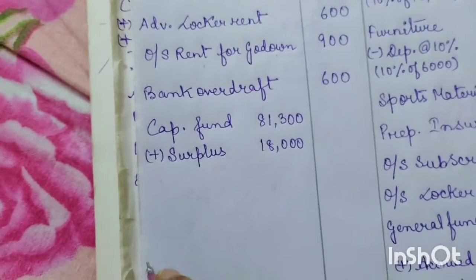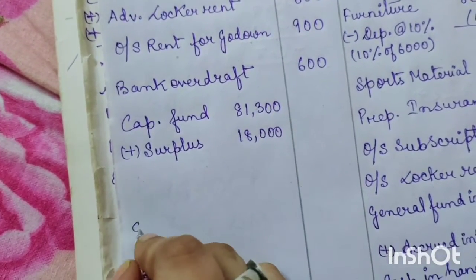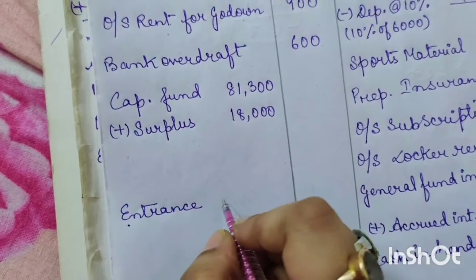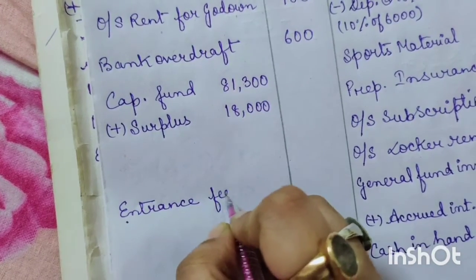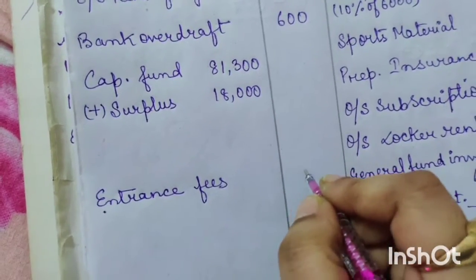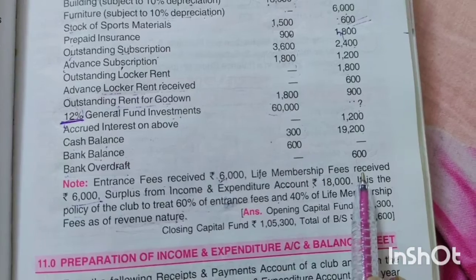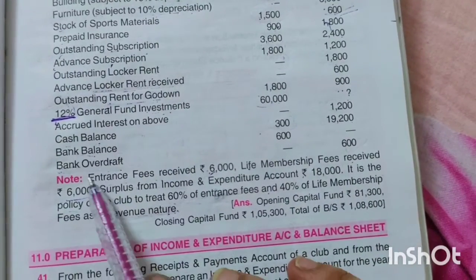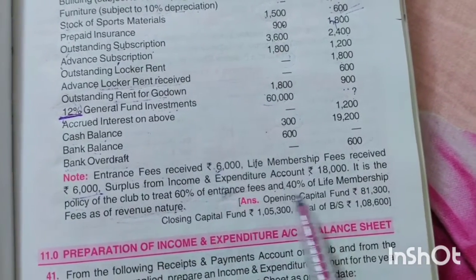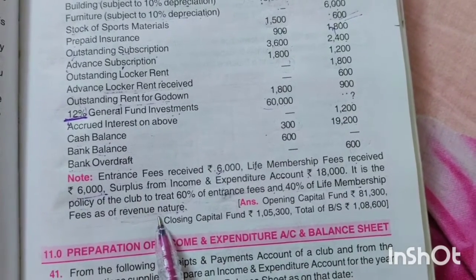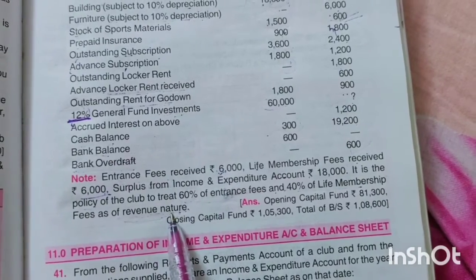Clear? So now this 2,400 will be recorded in the closing balance sheet, just below, entrance fees 2,400. Next, again see the additional information. Life membership fees received 6,000. You have received a total life membership of 6,000, but 40% of life membership fees is of revenue nature, so it will be treated as income, and the remaining will come in the closing balance sheet.